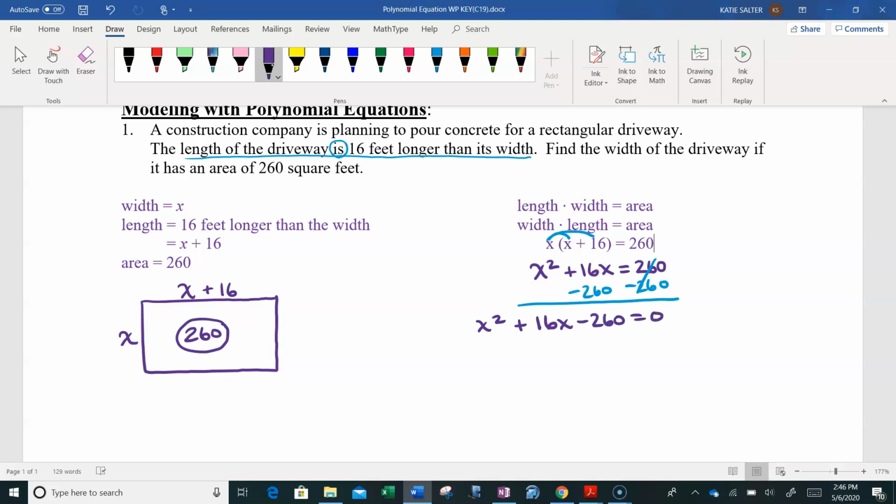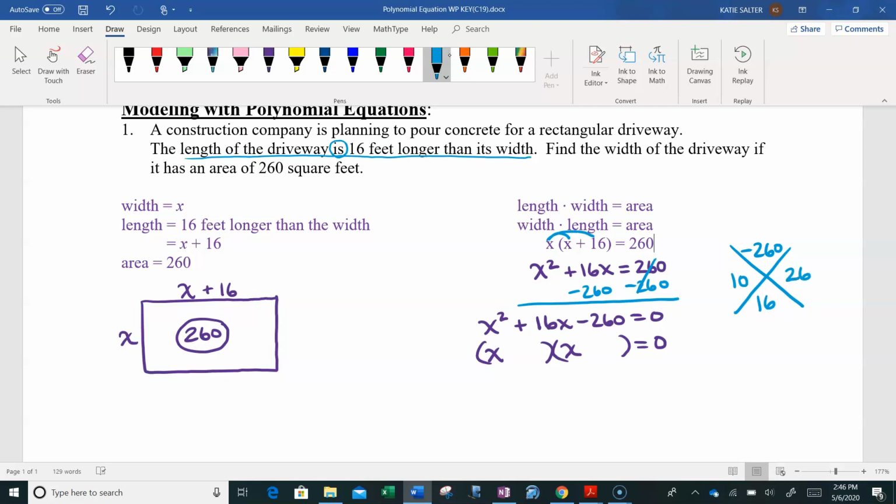This is a trinomial with a leading coefficient of 1. So we can use our shortcut method here. We're going to create two binomial sets, two sets of parentheses, where we put x in the front of each one. And then the next step is we're going to have to find what two numbers multiply to give us negative 260, but add to give us positive 16. And in this case, those factors would be 10 and 26.